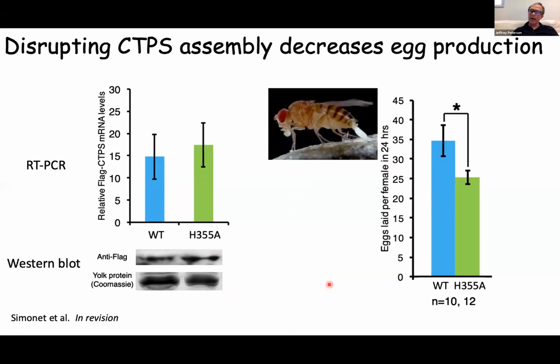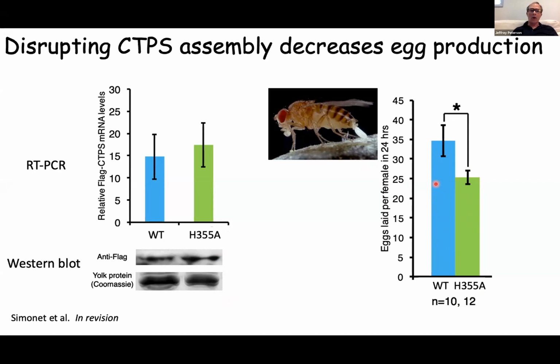And what we saw is that the H355 mutant that do not assemble showed substantially lower egg production than the matched controls expressing the wild type transgene, demonstrating a fecundity advantage given the ability to assemble CTP synthase into filaments. Now, while this experiment doesn't assess or establish what that advantage is, it does establish that there's an advantage to having that ability to form filaments.